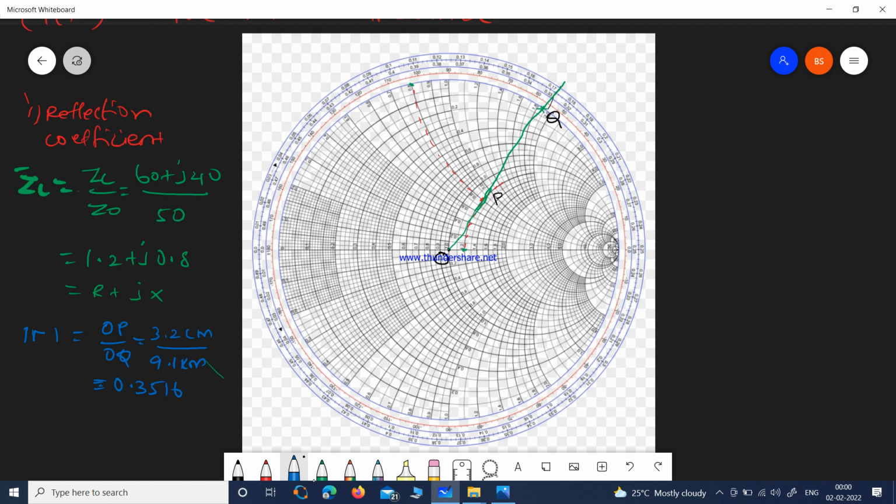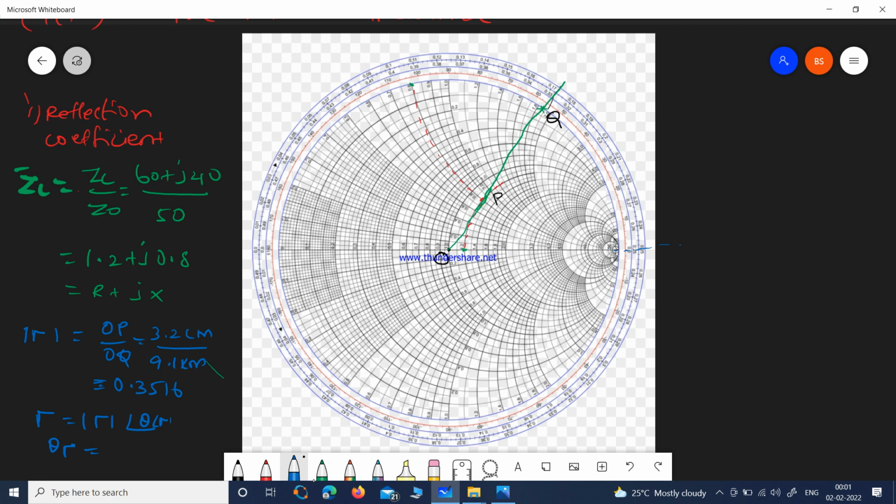So we have found the magnitude of the reflection coefficient, but we want to find the angle of the reflection coefficient too, right? Because it consists of tau and theta of tau, so we need to find both magnitude and angle. How to find the angle of the reflection coefficient, theta tau? It is the angle between the line from the origin to OQ, OP. The angle between the origin point and the OP line, that is your angle.